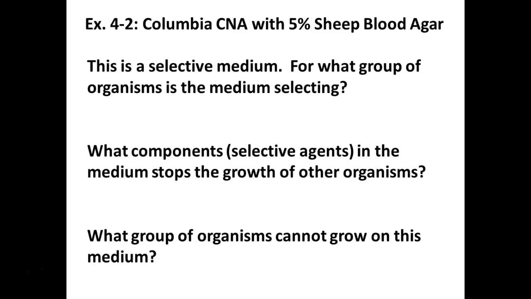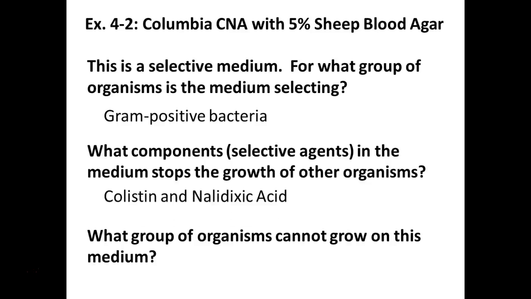So for what group of organisms are we selecting with this plate? Gram-positive. What are the selective agents? The two antibiotics, colistin and nalidixic acid. Who do they kill? Gram-negative. So only if you have a gram-positive should you see growth on these plates. Doesn't guarantee you'll see growth, but you should. So gram-negatives like E. coli, you should not see growth on these blood agar plates. So notice the similarity here. Colistin, E. coli.